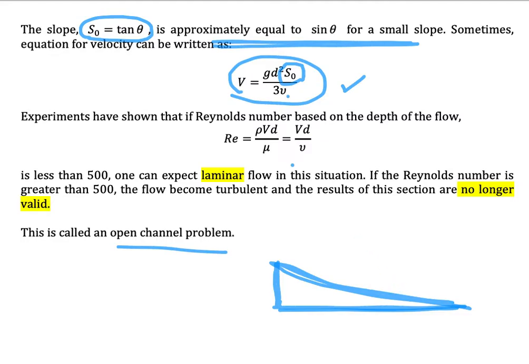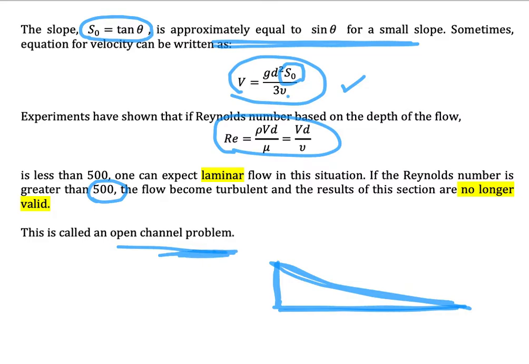If we calculate the Reynolds number, as I said, it is verified with experimental work. It is found that if the Reynolds number is larger than 500, the flow becomes turbulent. So Couette flow can only be used for laminar flow, and you need to make sure the Reynolds number is not exceeding 500 for this situation. As I said, this is called the open channel problem.